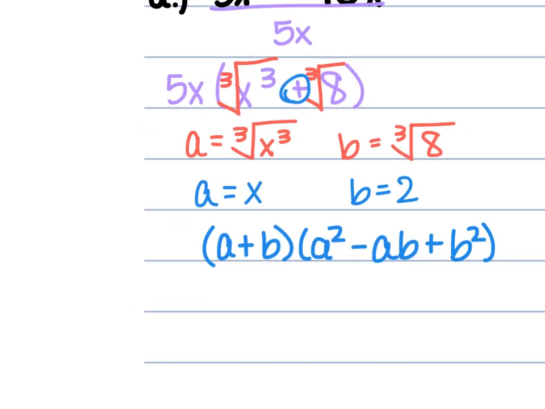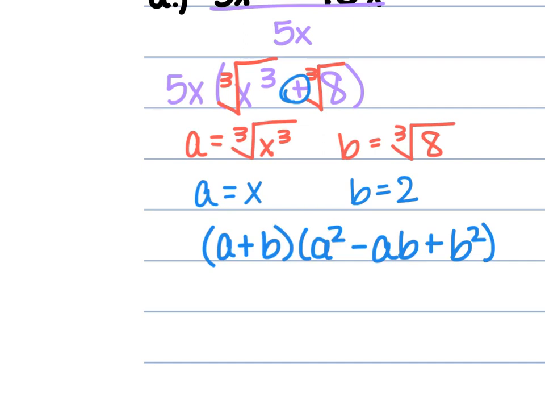Okay, so the sign on the first set of parentheses will always be different than the sign on the middle term in the second set of parentheses. The one that has the same sign as the binomial that you're working with to factor is going to be the same sign as what's in the front parentheses.